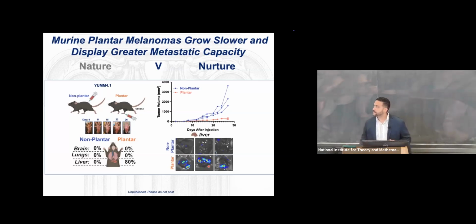In the back? Sorry, did you quantify the mechanical property differences between the two? Yeah, and a couple slides will have actual functional data on that.